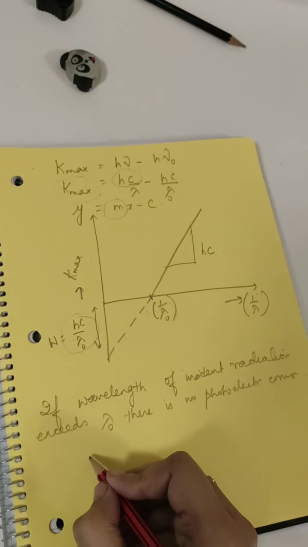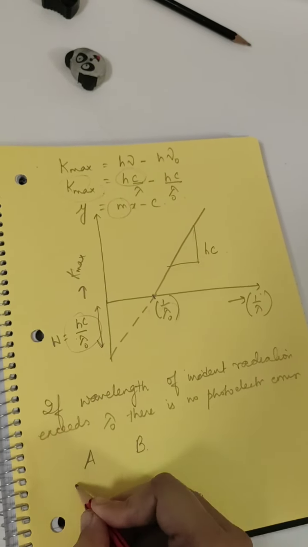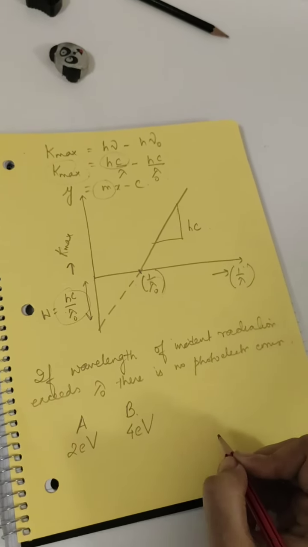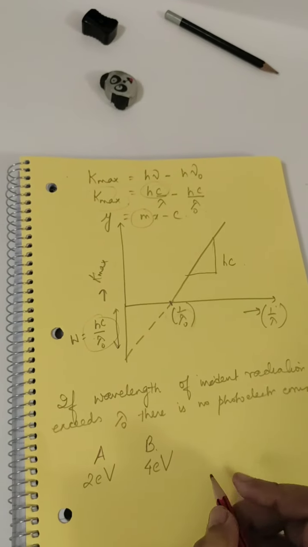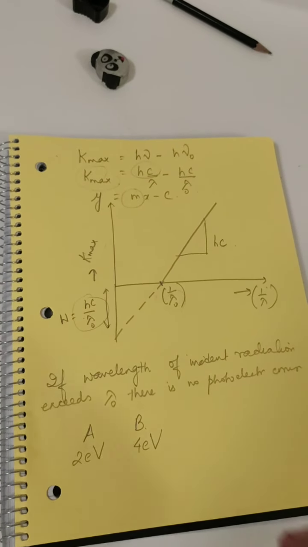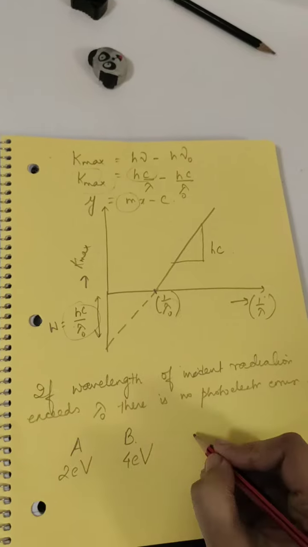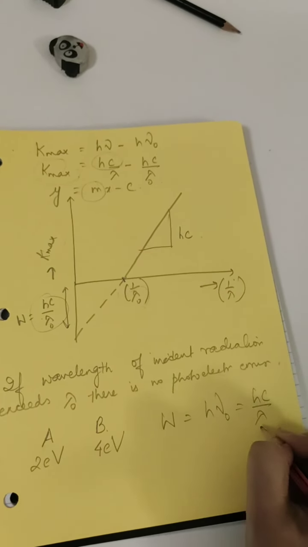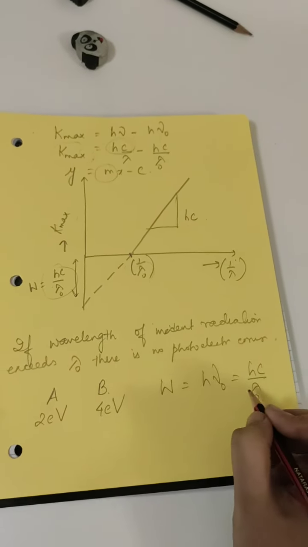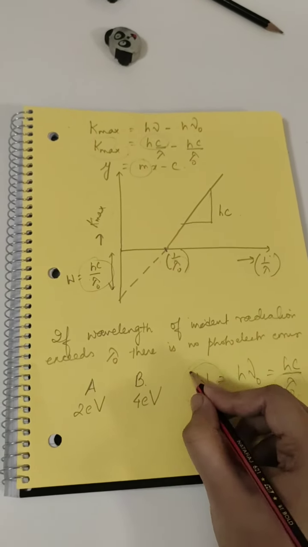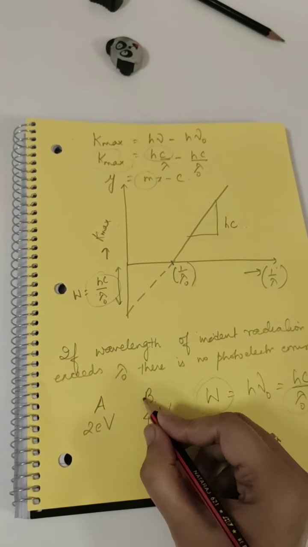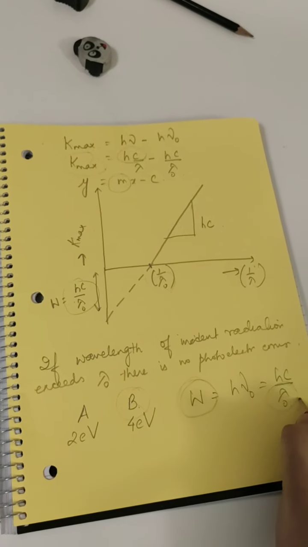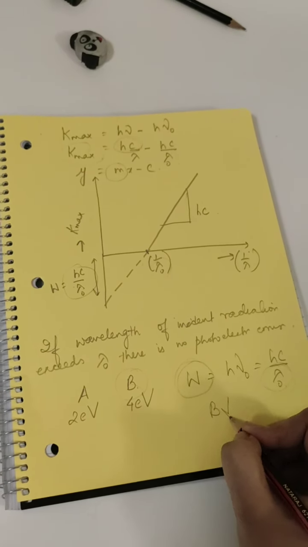Now suppose you have two metals A and B with 2 electron volt work function and 4 electron volt work function. Which metal will have lower threshold wavelength? Can you tell me? What is work function? h nu naught, that is hc by lambda naught. Now lambda naught is inversely proportional to W. So W is greater for B, so lambda naught will be less for B. So B will have lower threshold wavelength.